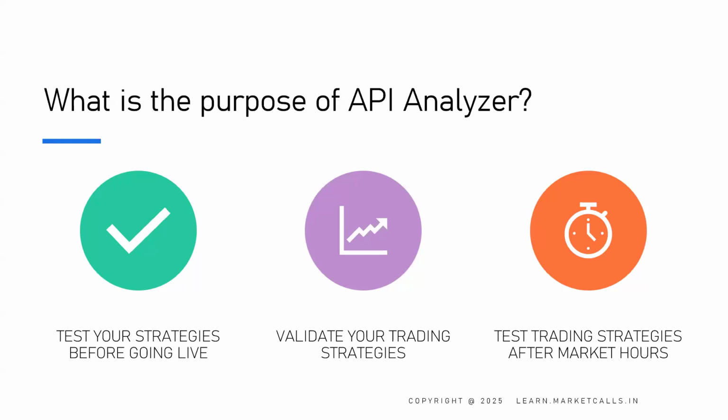Some brokers don't allow you to place orders during after-market hours. Once the market is over, the broker says orders rejected. Many brokers like Dhan, Zerodha, ICICI Direct, Kotak don't accept orders after market hours unless it is an AMO order. So if you want to transmit and test your strategies, then API Analyzer will be helpful. If you are developing strategies and want to test them before going live in the markets, then API Analyzer is a very helpful tool for that.